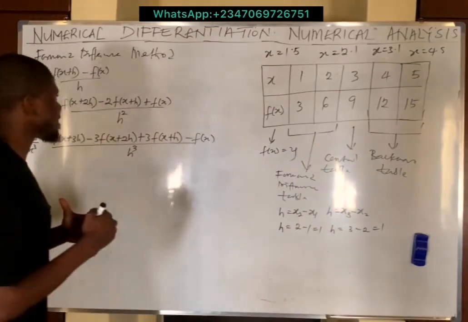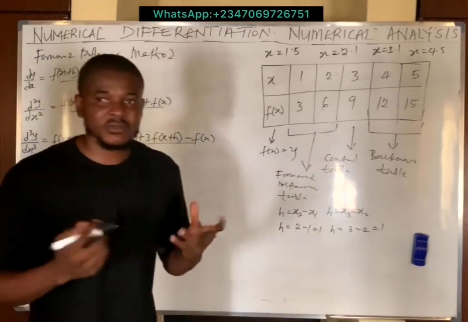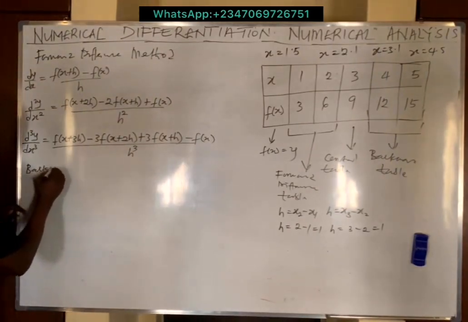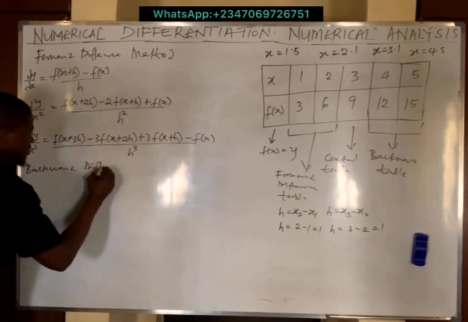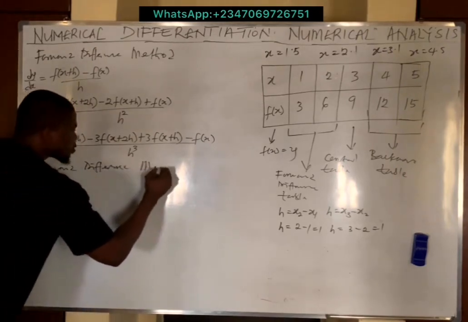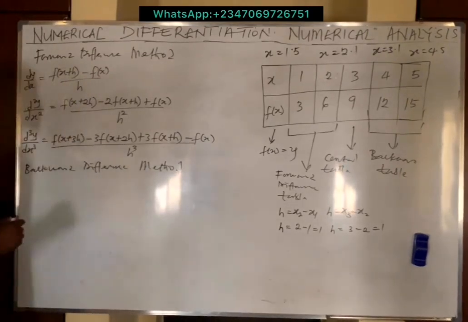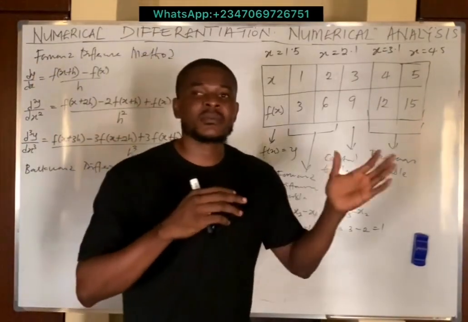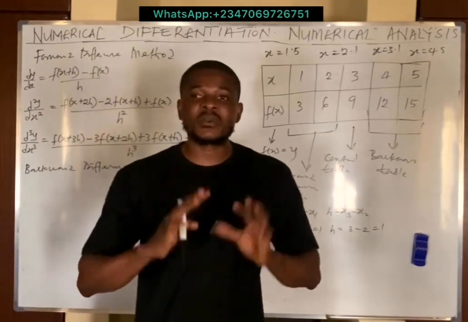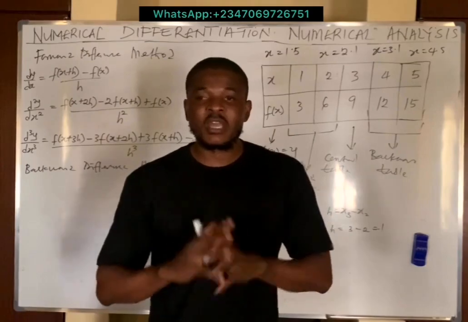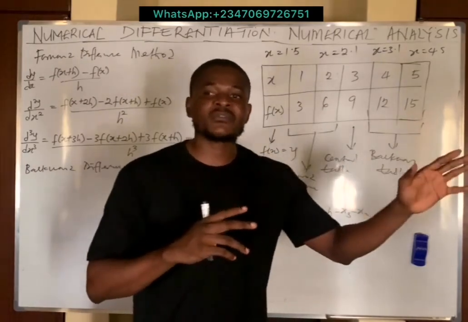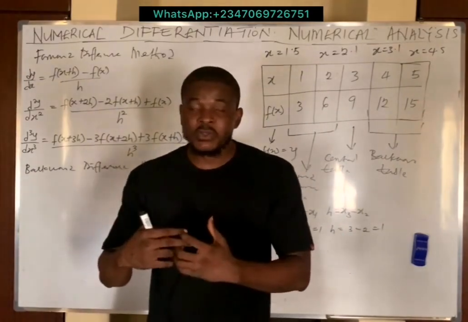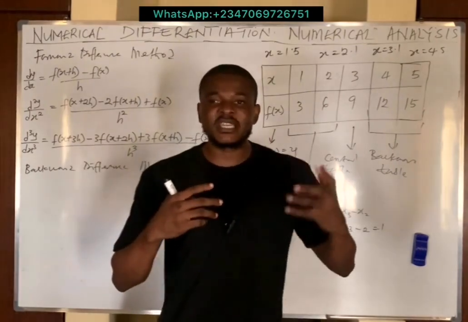Now, let us understand the formula for the backward difference method. For the backward difference method, it's basically the same thing as the forward difference method. The only difference now is that the backward difference method starts the formula from behind, and it also maintains the same principle: after the first function, you go from negative to positive to negative and so on.